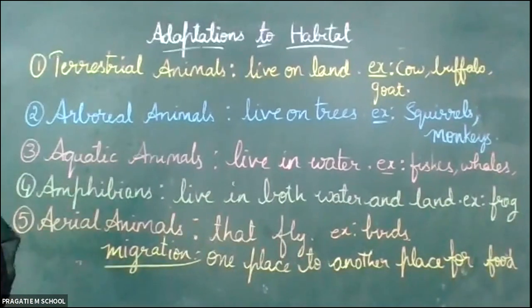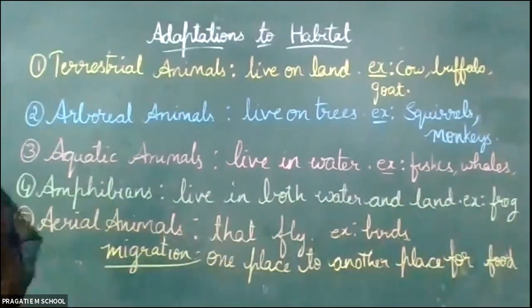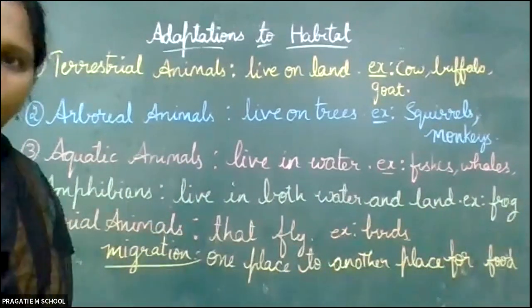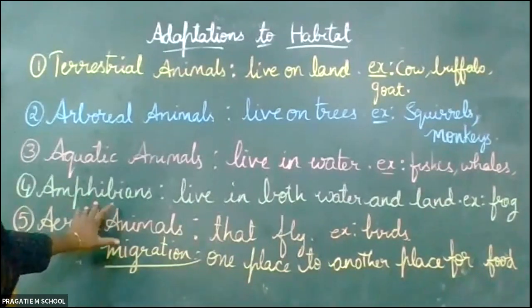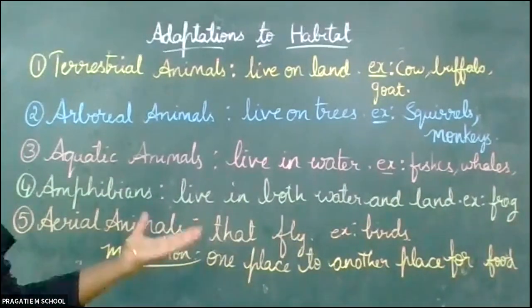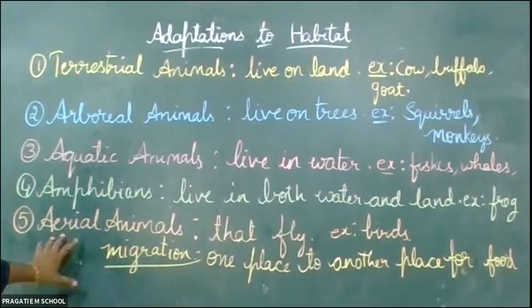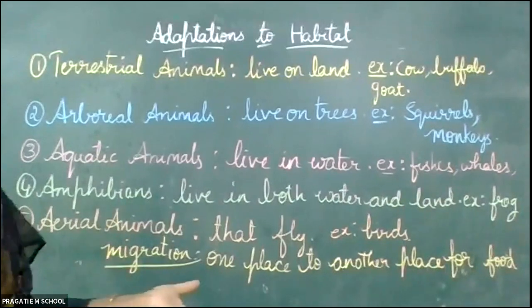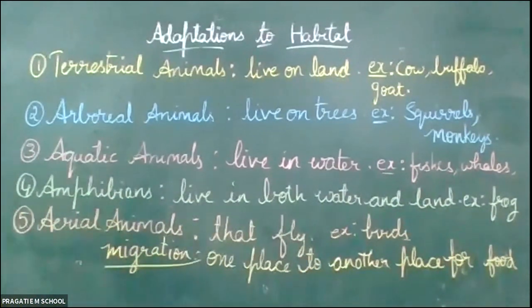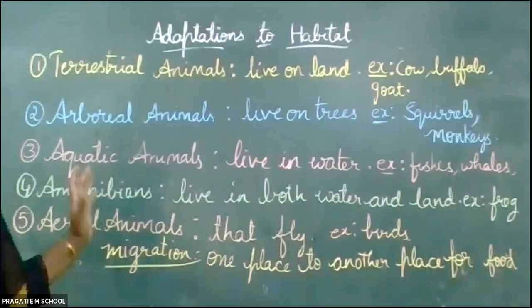Third one is aquatic animals. The animals which live in water, we will call aquatic animals. What are the examples here? Fishes and whales. Fourth one is, tell me children, amphibians. Amphibians means the animals which live in both water and land. Example is frog. Fifth one is aerial animals, the animals that fly. Examples, birds. Next one is migration. What's the last topic I told? Migration. What is meant by migration? The animals or birds or fishes, for food purpose, go from one place to another place. We will call it migration, children.